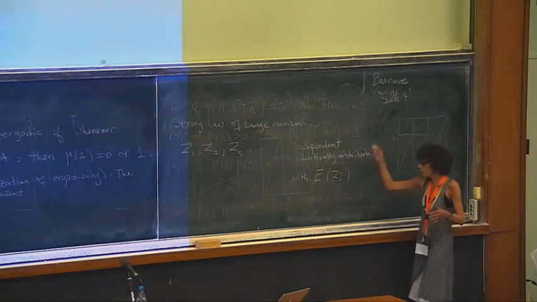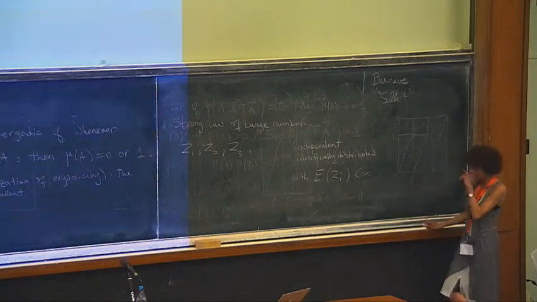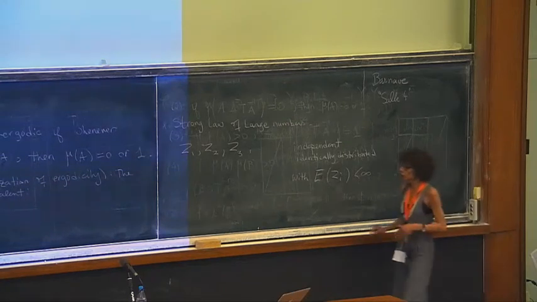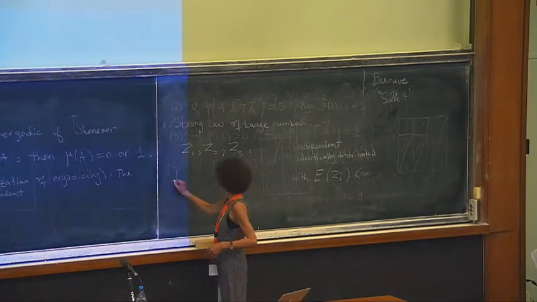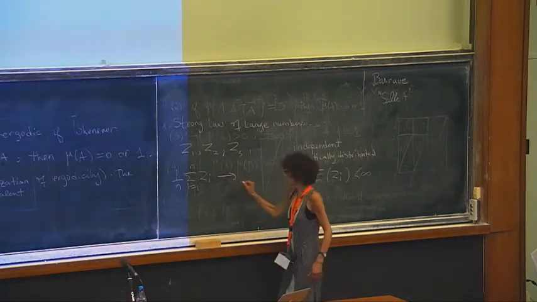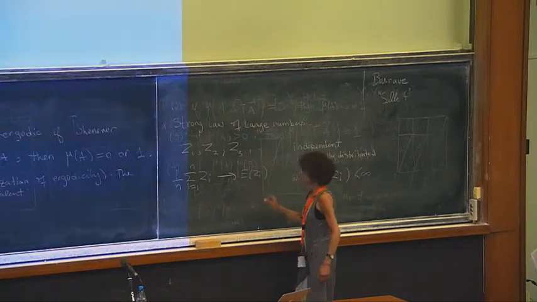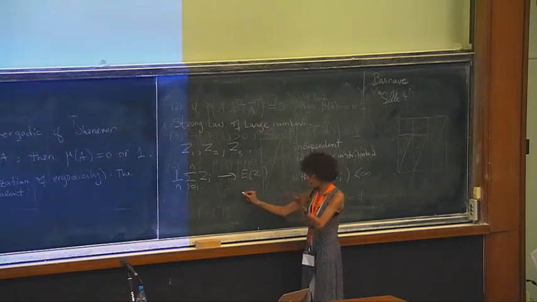I should do absolute value, but that's okay. They have finite value. And they are all the same because they are identically distributed. And the strong law just says that if you take the average of the z's, this turns to the expectation of the zi's, and this with probability 1.